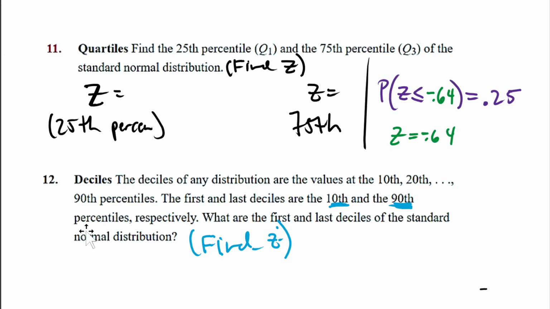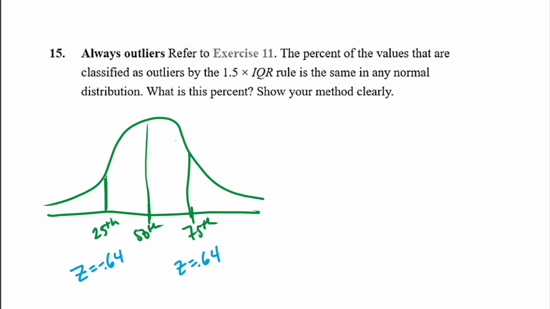Okay, and the cool thing about 12 is that it's the same thing, and they want the first and last decile, so that means find the 10th and the 90th percentile. So you just use the table backwards again, and you find a z-score, and you find a z-score. Oh my goodness, this video is already like 30 minutes long.